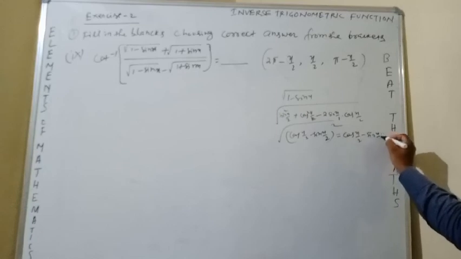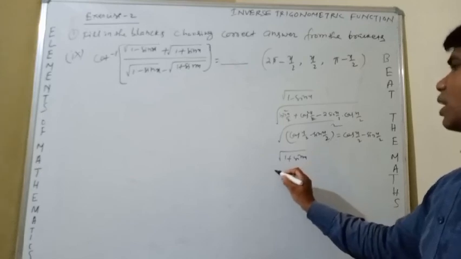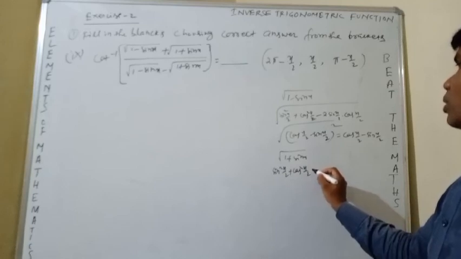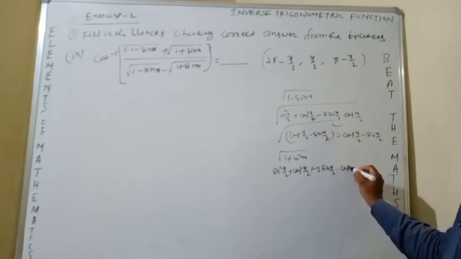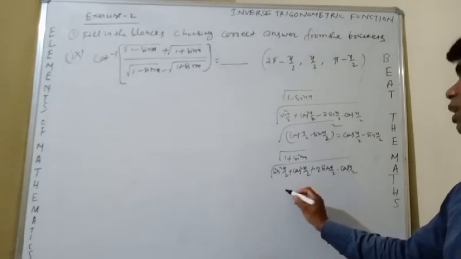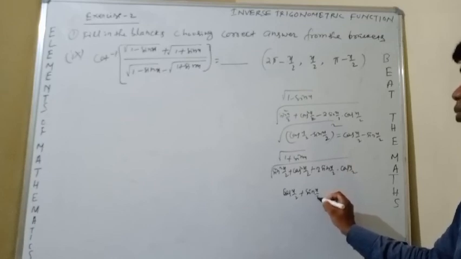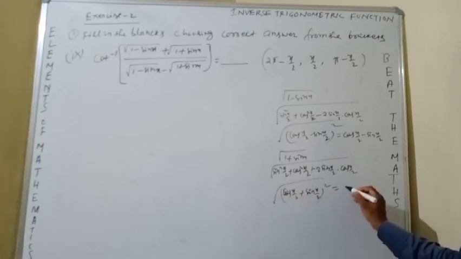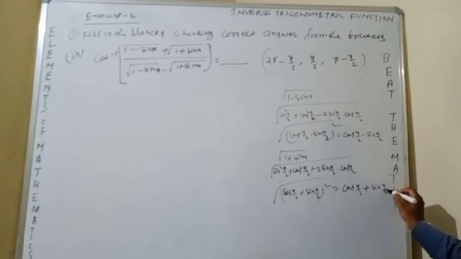Similarly, root over 1 plus sin x, I can write as sin square x by 2 plus cos square x by 2 plus 2 sin x by 2 into cos x by 2. This is a square plus b square plus 2ab, that is root over (cos x by 2 plus sin x by 2) whole square. Root and square will cancel out. This is equal to cos x by 2 plus sin x by 2. I can use these two here.